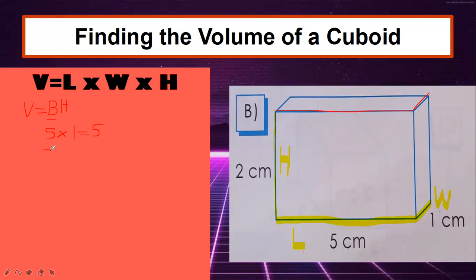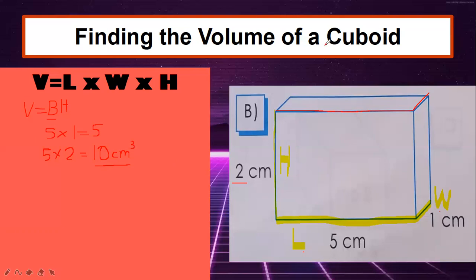All we have to do is input that base times our height, which is 2 centimeters. So it's 5 times 2. 5 times 2 is equal to 10. And also the important part before you move on to the next question, don't forget to write the units. Centimeter cube. Okay, so that's our answer. The volume of this cuboid right here is 10 centimeter cube.